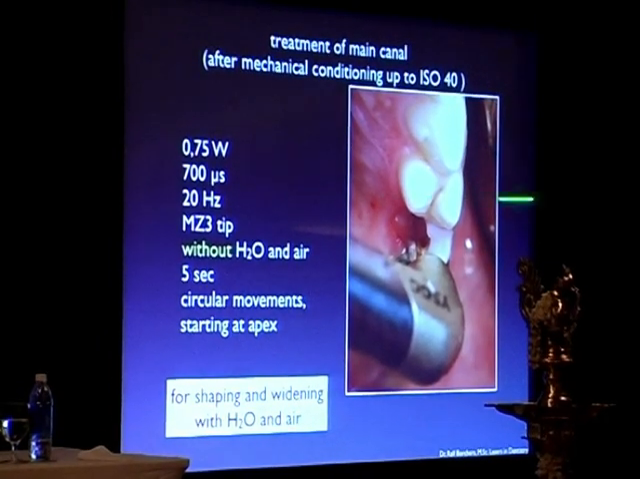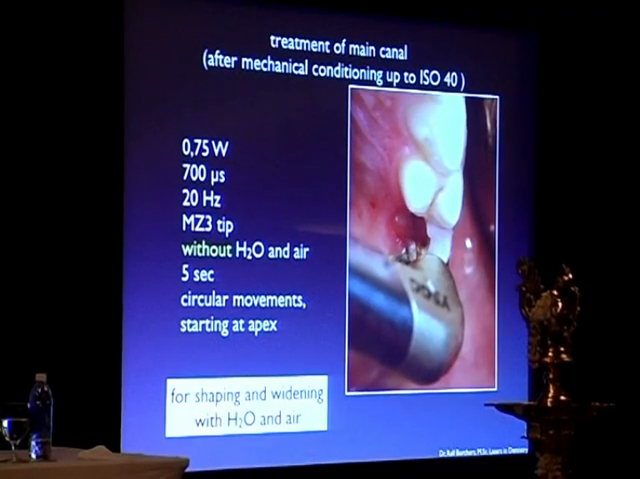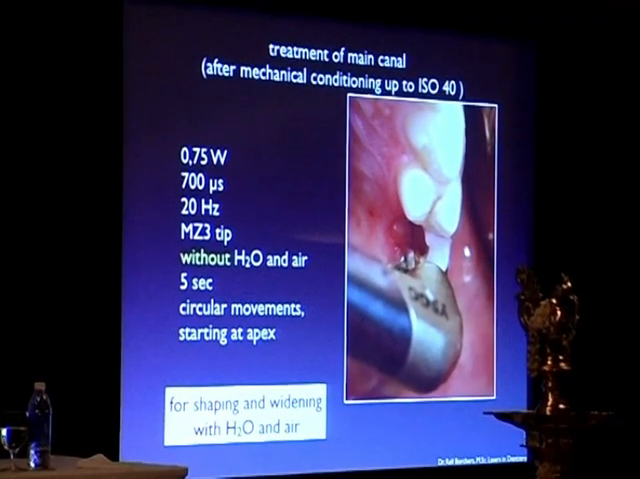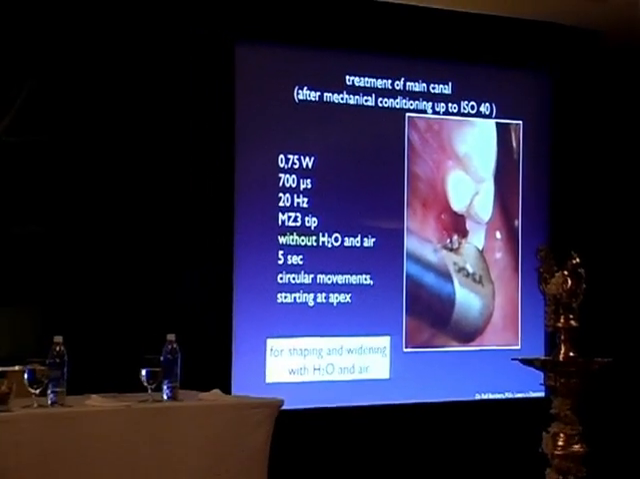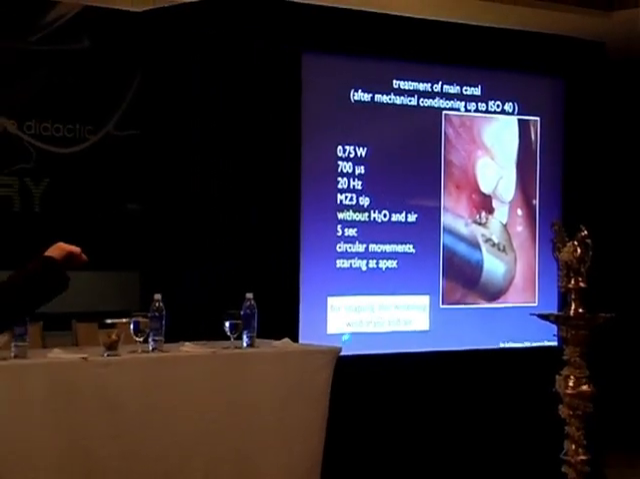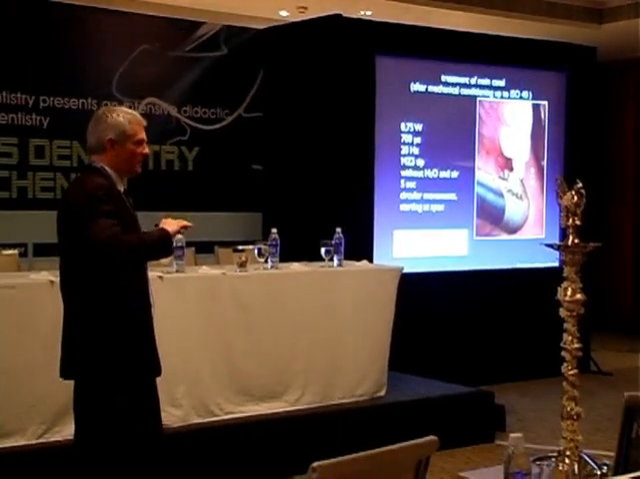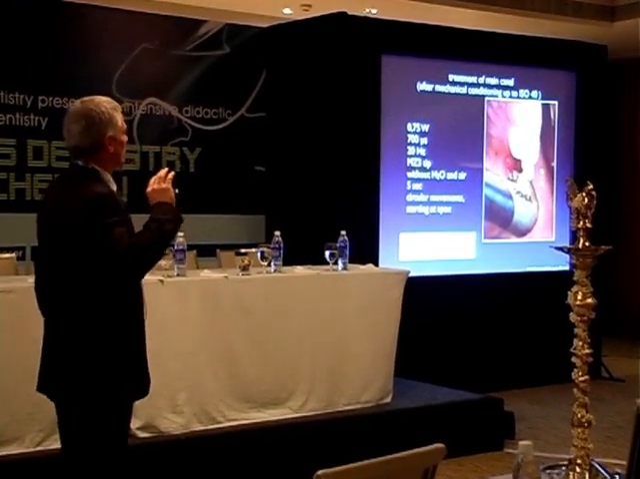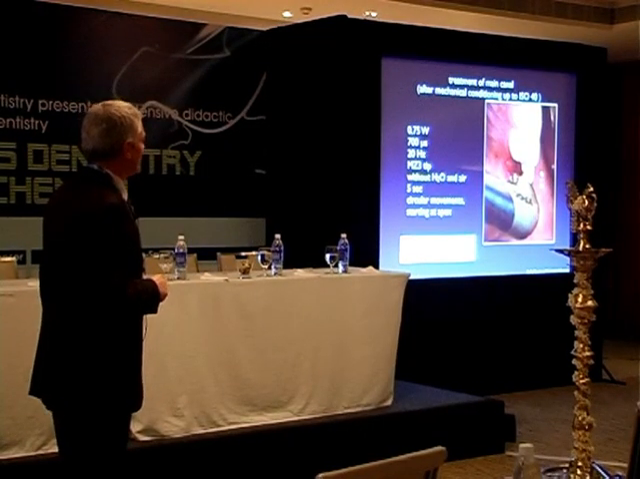But if you only want to reduce the bacteria, you have to use it without water and air. So it will dry the canal and it will remove the smear layer and all the bacteria. If you want to use an erbium laser for shaping and widening of the canal, you have to use it with water and air. Then you will get ablation of the canal walls. But normally you only want to create a bactericidal effect. Therefore, you use it without water and without air.